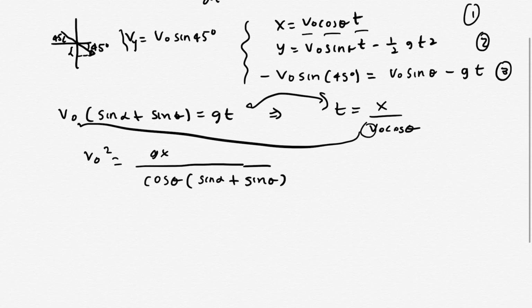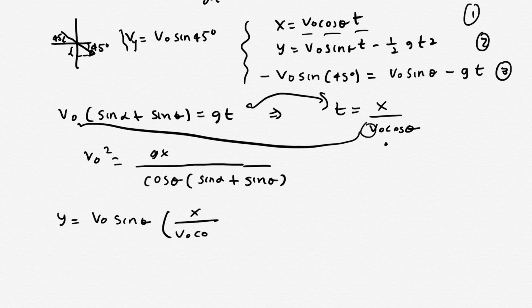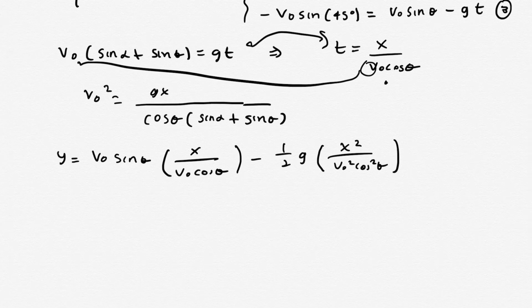Okay, maybe let us try now substituting this equation into the second one, and we're going to get the following equation: v0 sine of theta, and then we can use this one here. So we're going to obtain the following result. And t squared will be given by this, cosine squared of theta. Okay, now let us simplify this a little bit here.